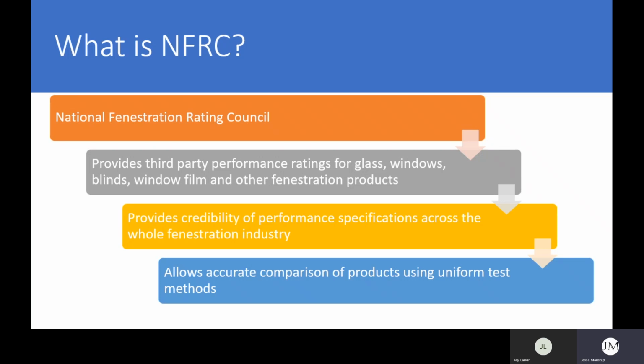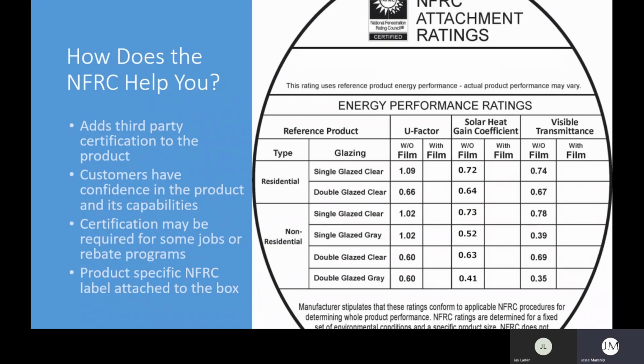This is useful if the user needs to find a product that meets a particular spec or a code requirement, or if they just want to learn more about the product's performance. The NFRC is an unbiased third party that provides a level basis of comparison for all certified products. Consumers can have faith that the ratings are accurate and true. Some jobs and rebate programs may require a certified product. To the right is an example of the NFRC label that shows the prescribed window values.